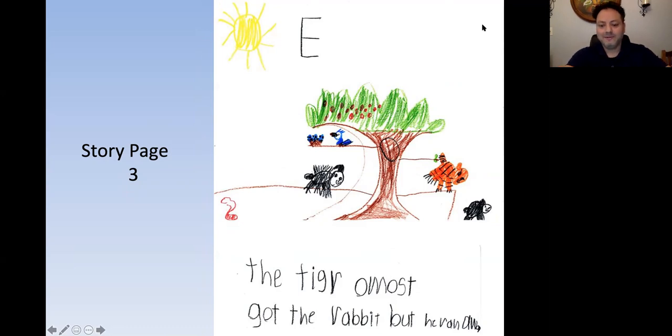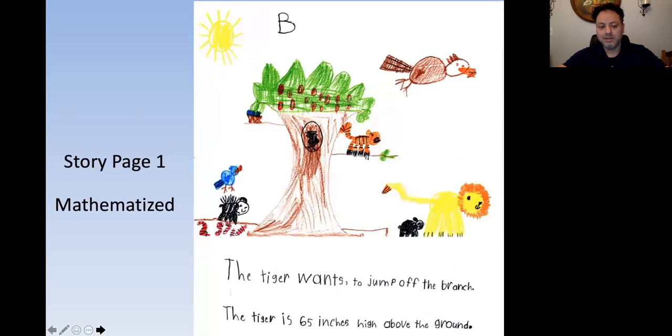And so this is a fun story, but we couldn't extend it, right? And that's what we did. We followed up with the child to extend the story. We mathematized the story. And so when we followed up, now he says the tiger wants to jump off the branch.